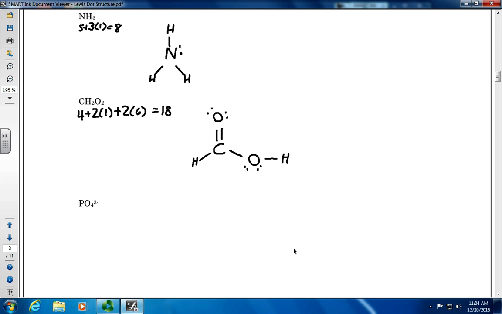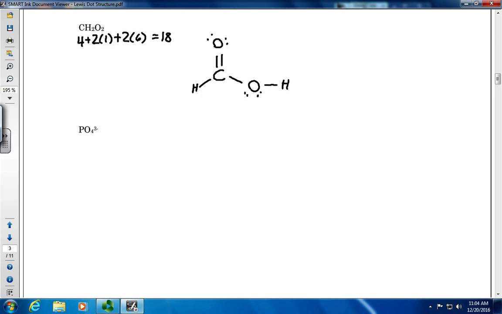So let's look at our last one. It's just a phosphate ion. It's relatively simple. Looking at a phosphate ion, you've got your phosphorus in the center, and then it just has 4 bonds to its respective oxygens. But this is deceptive.